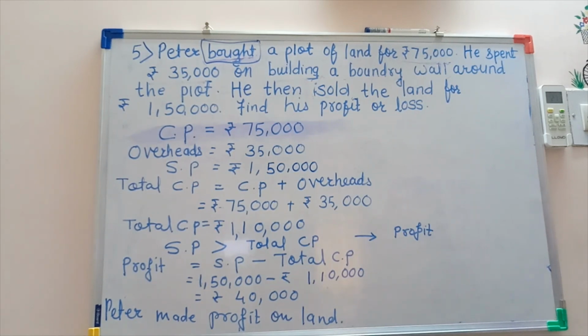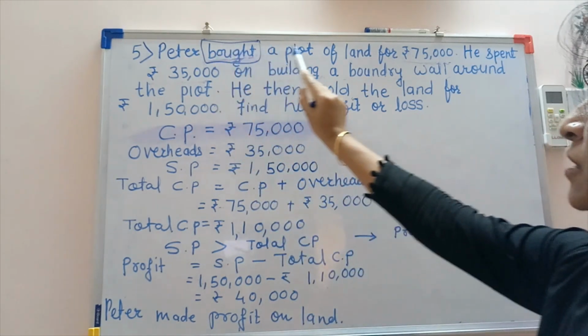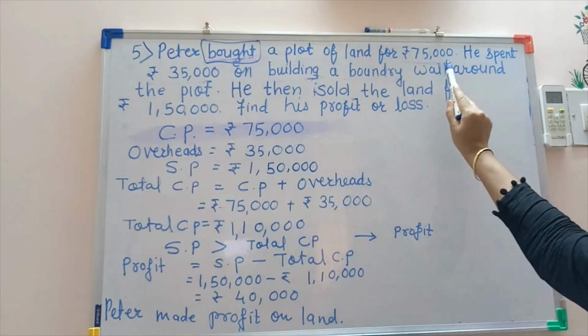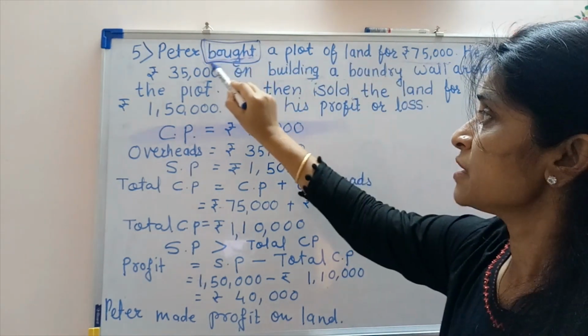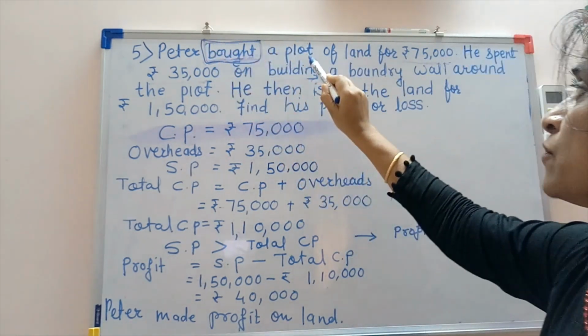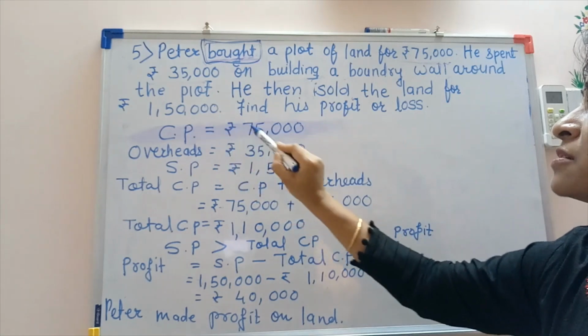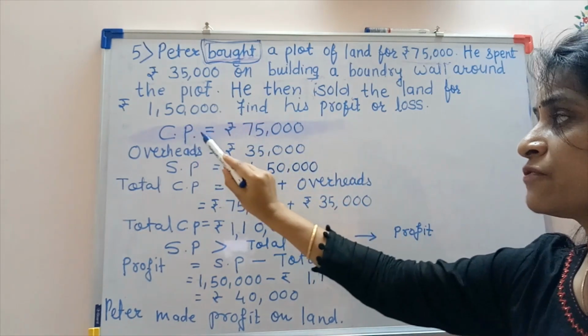Now see this example. Peter bought a plot of land for rupees 75,000. He spent rupees 35,000 on building a boundary wall around the plot. He then sold the land for rupees 1,50,000. Find his profit or loss. Here bought is nothing but the cost price of the plot of land, that is rupees 75,000.